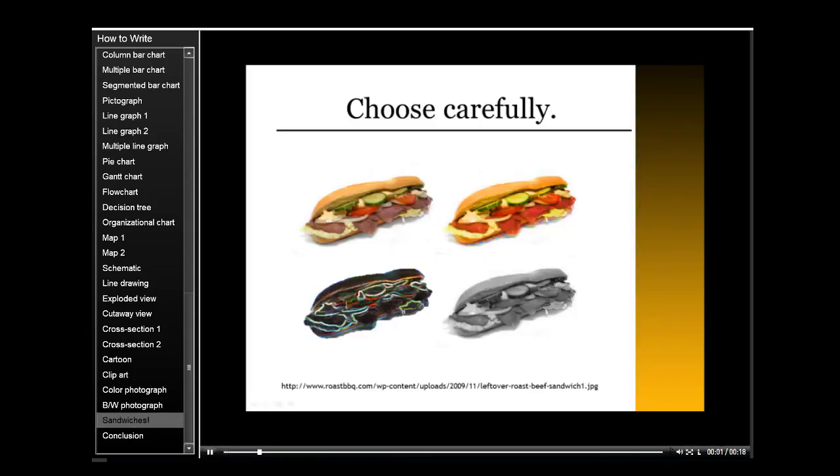Whatever you do, though, please make sure you choose carefully. You want to be very careful to choose something that is appropriate for your audience and the thing that you're talking about, because the wrong kind of image can just give the wrong idea altogether.